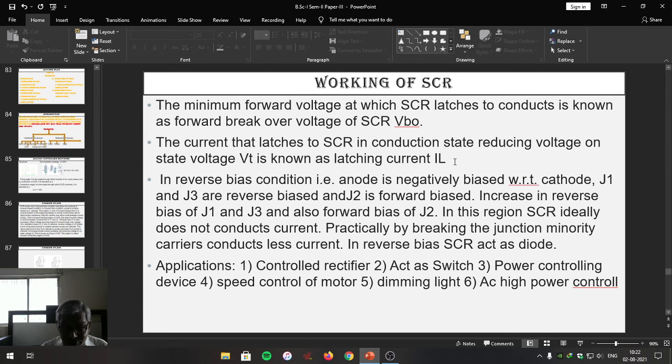So these are the definitions to be remembered by you. It is called the latching current: the current that latches SCR in conduction state, reducing voltage across it to the on-state voltage VT. And the current below which the SCR remains in off state is known as the holding current, and it is denoted by IH. Please do remember that also. These we are going to ask in objective type questions.